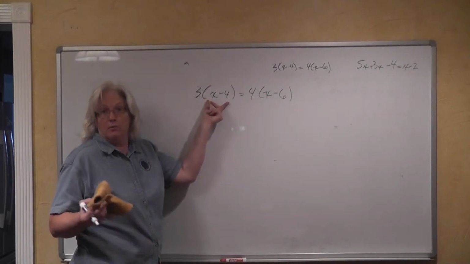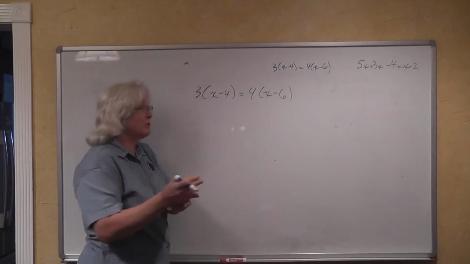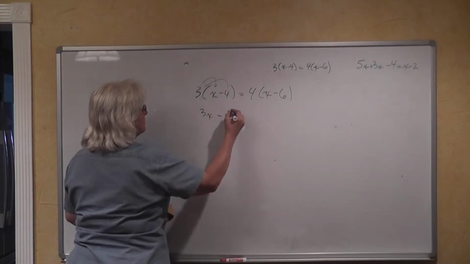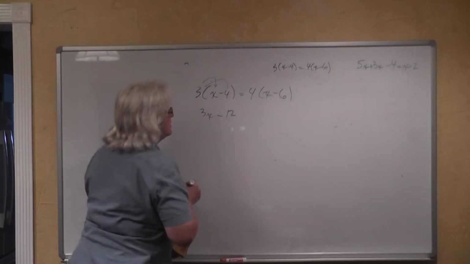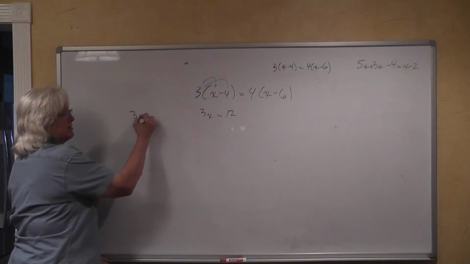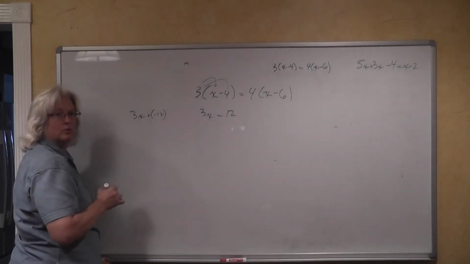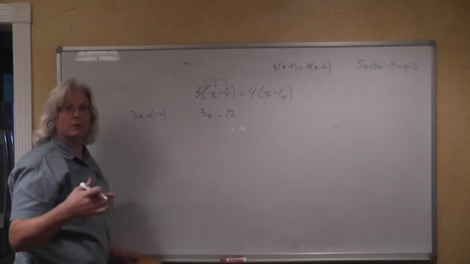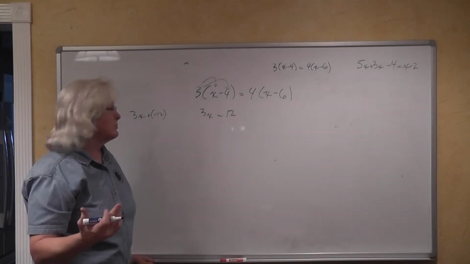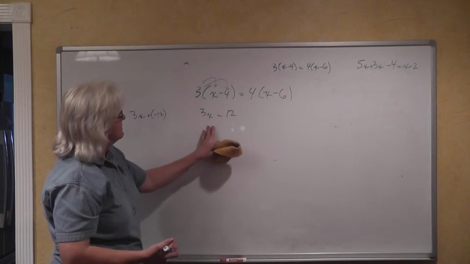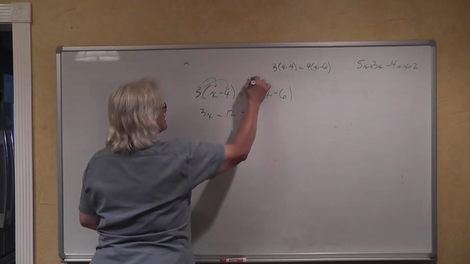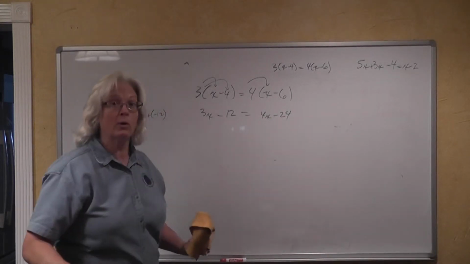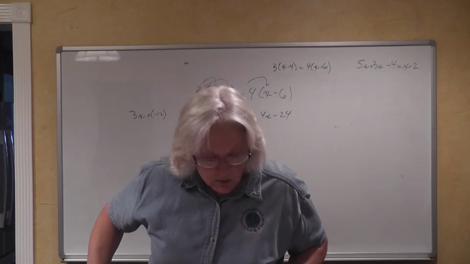But you cannot, variables and constants are not like terms, so you're going to distribute: 3 times x, minus 3 times 4, which is 12. You could also write this as 3x plus a -12 when you do the distribution. Whichever of these two forms makes the most sense to you, that you're most comfortable with, go ahead and use that approach. 3x minus 12 is equal to 4x minus 24, or 4x plus a -24.